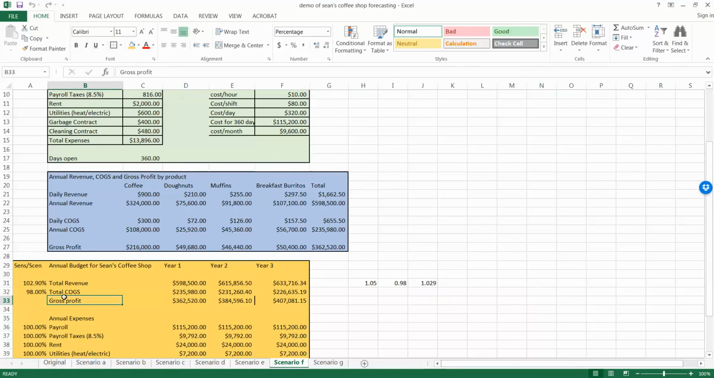For our cost of goods sold, we don't use the 102.9% because that includes the price increase, and in this case the cost of goods sold is simply affected by the units sold, and that declines by 2%. So that is how we do that. In scenario G, instead of a 2% decline, we've got a 7% decline, but you would use the same logic.